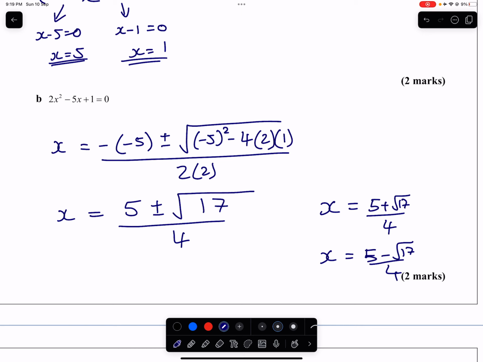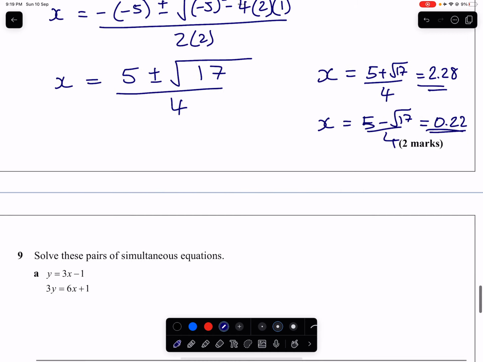You could also type these into your calculator and write down the decimal for it. It doesn't actually stipulate how it wants the answer. So either what I've written here or to 2 decimal places, we're going to end up with 2.28. And then for 5 minus root 17 divided by 4, we end up with 0.22. Done.